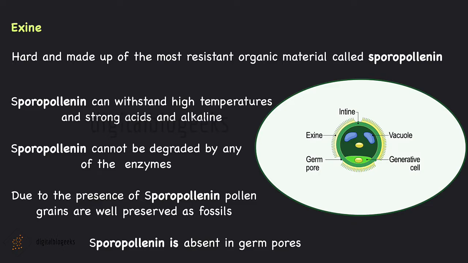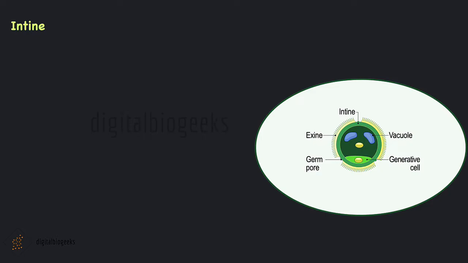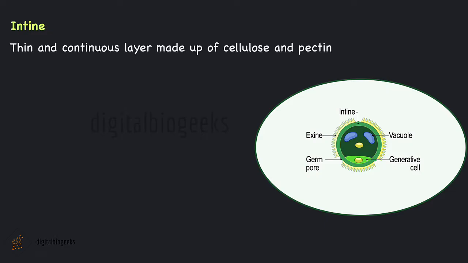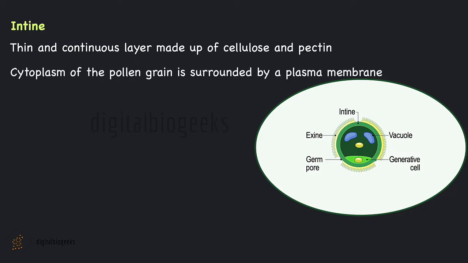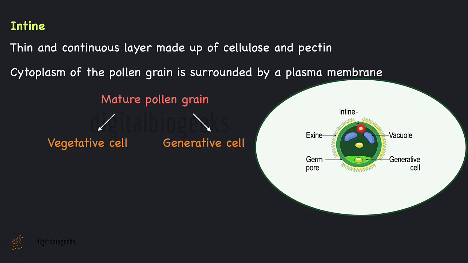during fertilization. As we now know the function of outer wall, the exine, let's learn about the inner wall, the intine. Intine is a thin and continuous layer made up of cellulose and pectin. The cytoplasm of the pollen grain is surrounded by a plasma membrane. When the pollen grain matures, it contains 2 cells, a vegetative cell and a generative cell. This bigger one is the vegetative cell and this smaller is the generative cell.